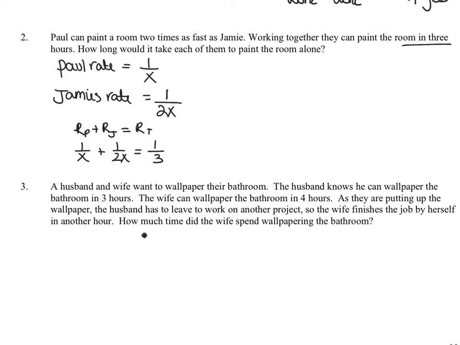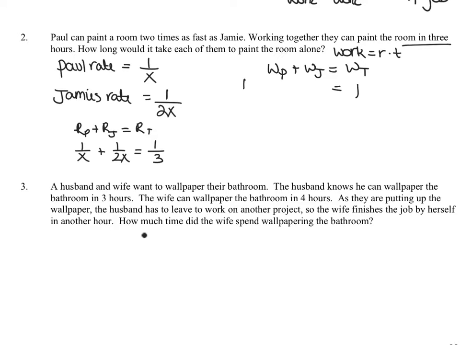Now, if you look at it in terms of work, remember work, what does work equal? It equals rate times time, okay? Just like distance equals rate times time. So it's very similar to that. So if we do work of Paul plus work of Jamie, that's going to be work of the total job, and that total job is one job, right?